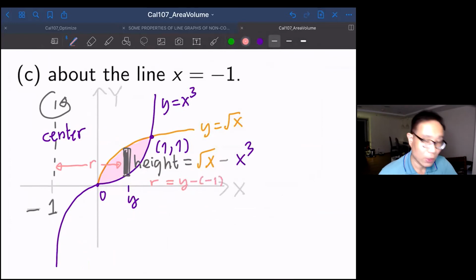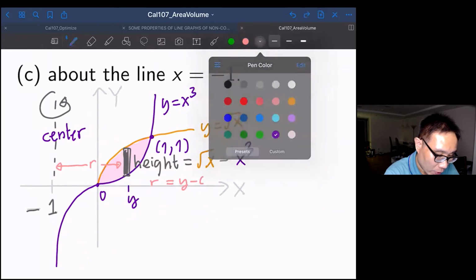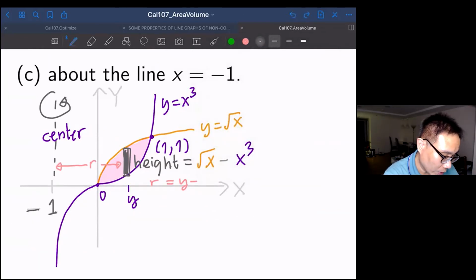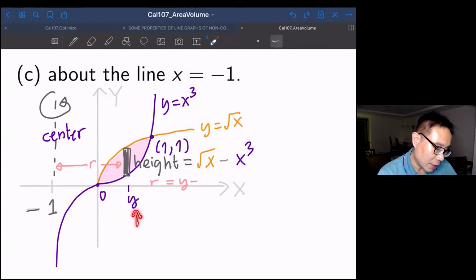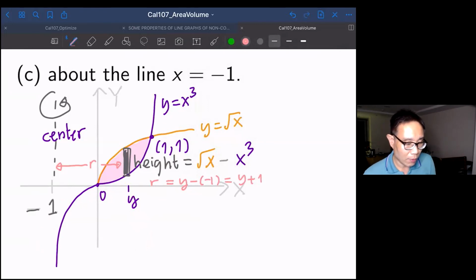minus 1. Okay, so let me explain this guy again. So it's kind of difficult. So you see that it's y minus 1 because you see that you have y here, right? And you're going to have -1 here. And if I ask you, what will be the distance here? It's going to be just y minus 1. So the radius will be y plus 1.